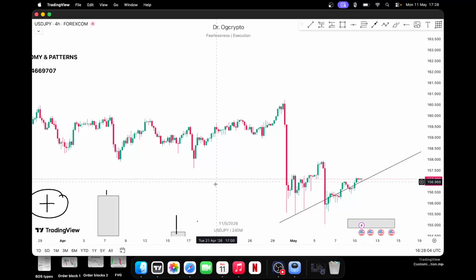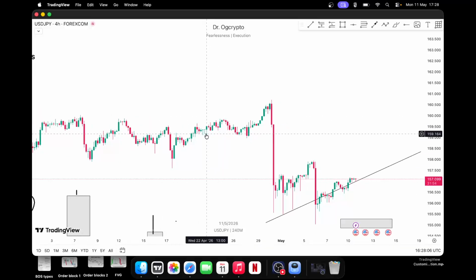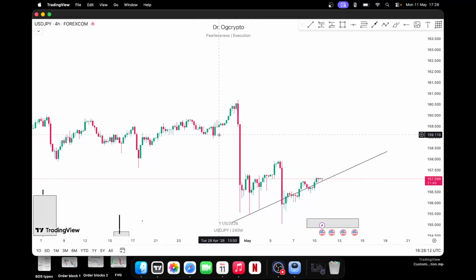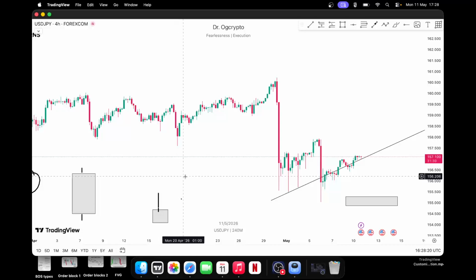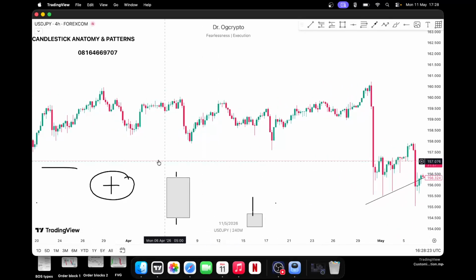You can see that this is a hammer. Once you see a hammer like that, what happened? The market prints to the upside. So that is it. You can see this one too is a bullish engulfing, because this green engulfed everything about this red. What happened? The market went up. You get? So that is that about that.